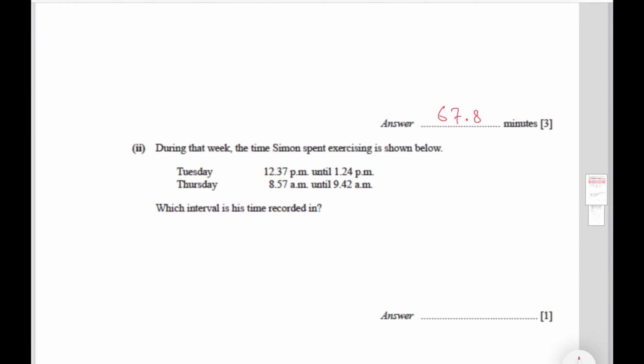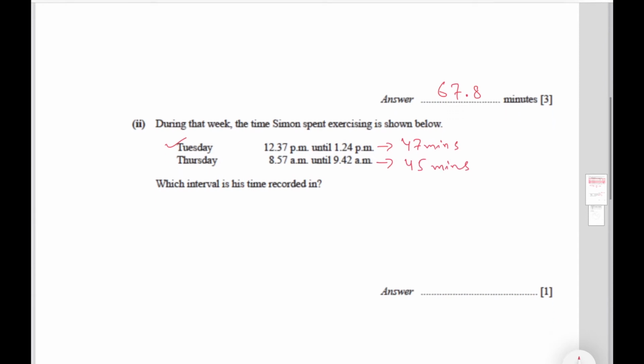The next part says, during that week, the time Simon spent exercising is shown below. On Tuesday, from 12:37 p.m. to 1:24 p.m., let's see how many minutes these are. So from 12:37 to 1 p.m., that's like 23 minutes, and then from 1 to 1:24, that's 24. So 23 plus 24 gives us 47 minutes. That's just on Tuesday. What about Thursday? He spent 8:57 till 9:45. That's like 3 minutes plus 42 minutes. That's 45 minutes. Now, the question is asking us which interval is this time recorded in.